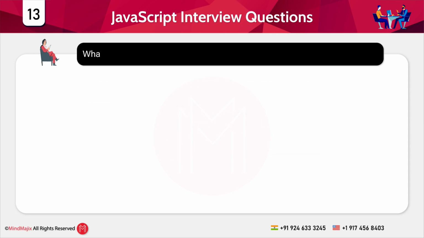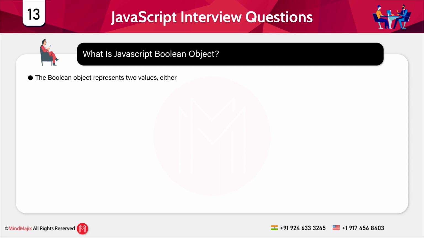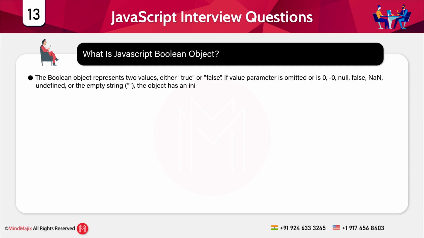Next question, what is the JavaScript Boolean object? The Boolean object represents the two values, true and false. If the value parameter is omitted or is 0, -0, null, false, NaN, undefined, or the empty string, then the object has an initial value of false. Values other than these are considered true. Use the following syntax to create a Boolean object: var val = new Boolean(value), and pass the value.